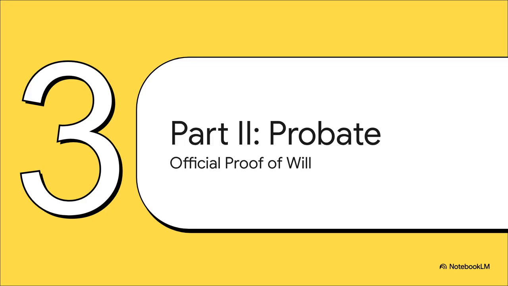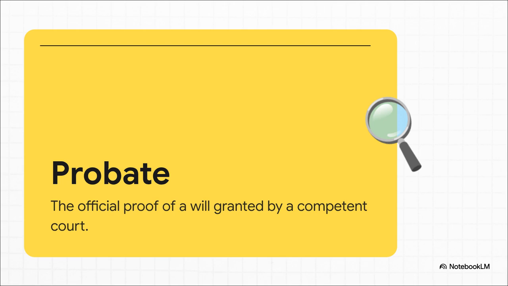All right. Part 2, Probate. Official proof of will. Point 5, Meaning. Probate is the official proof of a will granted by a competent court. Prepare yourselves for the second major statutory pillar of this answer and ensure your structural format is rigorously maintained.